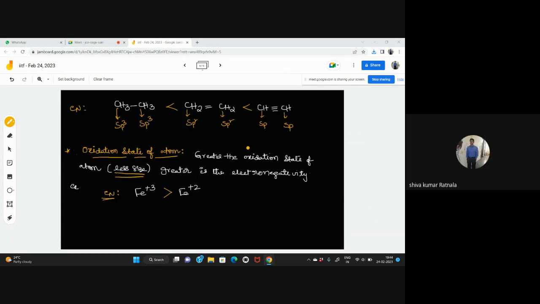Tomorrow we will discuss the applications of electronegativity and how the remaining parameters affect it.